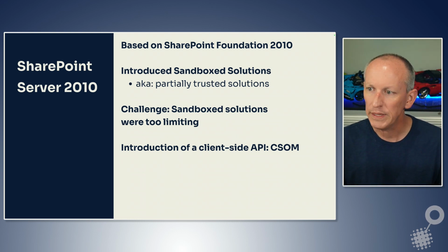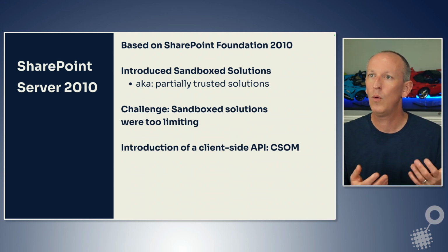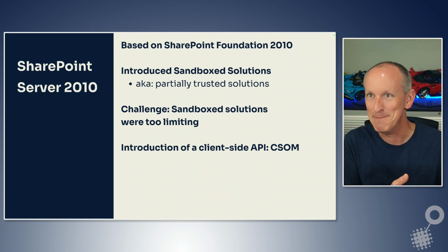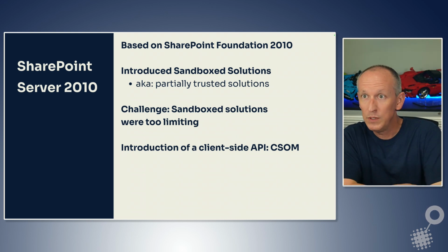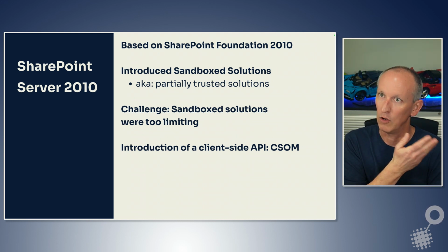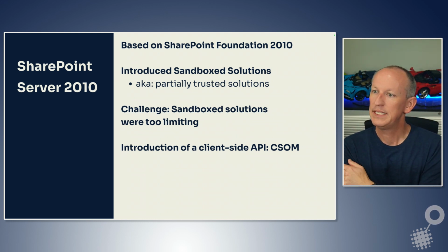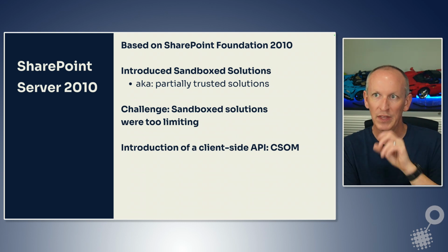So what they did is they introduced this thing called a sandbox solution. We used to create things called solutions, and now we had a new name for them, because now they're called farm solutions, also known as fully trusted. We didn't know that's what they were at the time, or they didn't have a name for it because it was the only thing that was there. Now we have a new type, so we gave a name to the old one, farm solutions, and to the new one, sandbox solutions. And what a sandbox solution is, basically, is a partially trusted solution.